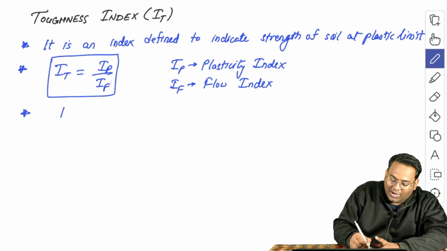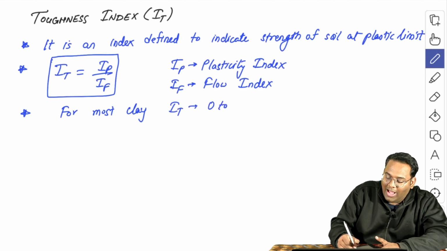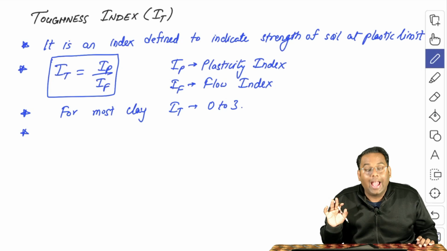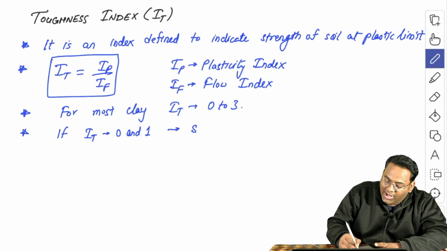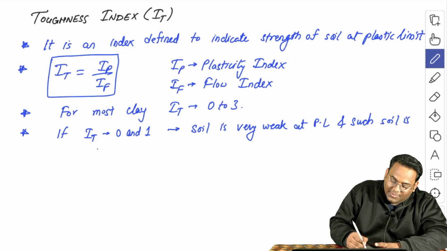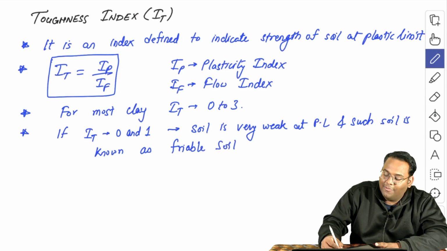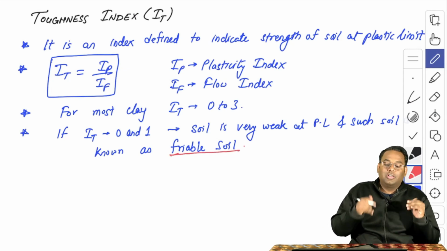And generally for most clays, the IT value lies between 0 and 3. But if its value is quite less, it means that the soil is very weak at plastic limit. So here we can write down that if IT is between 0 and 1, then the soil is very weak at plastic limit, and such a soil is known as friable soil, a very weak soil, if the value of IT is lesser than 1. So that's all about the value of IT.